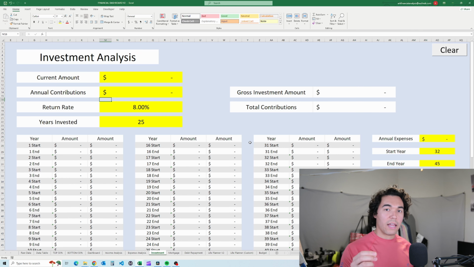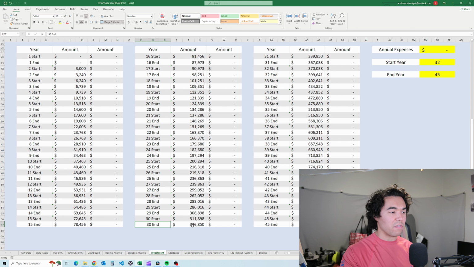The return rate in this example, we're going to leave at 8%, just for consistency. I don't want to make it too high, and I also don't want to make it too low. But let's say we're invested in this account for 25 years, just for example. So the annual contributions, the $3,000 on an annual basis, at the end of a 30-year period. So let's say you're 25 and you're 55.